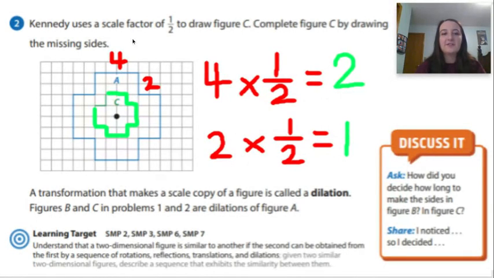So now instead of 4, we have 2, and instead of 2, we have 1. So 2 by 1, 1 by 2, 1 by 1 by 2, 1, 1, 2, 1, etc., so that they match up. You can see they're still the same shape, they're just reduced now. They're smaller after being dilated.